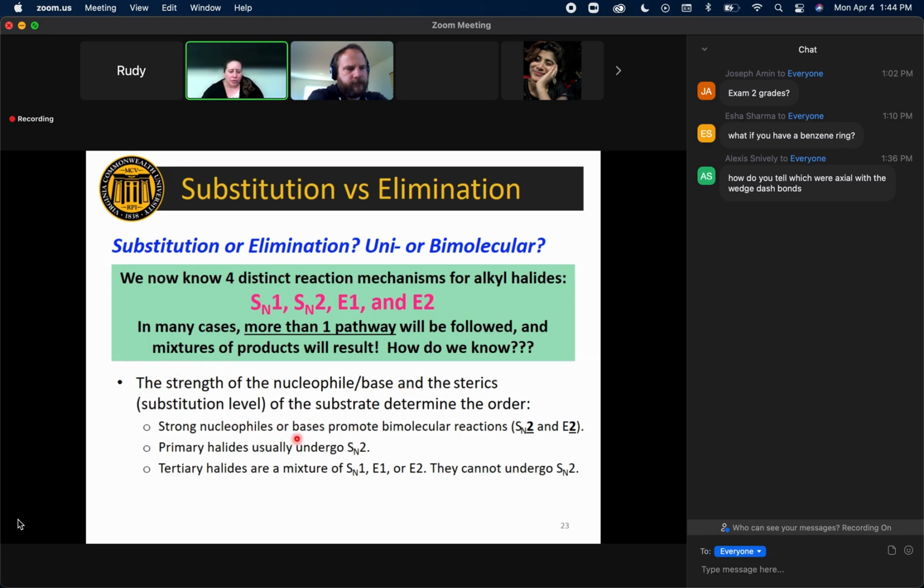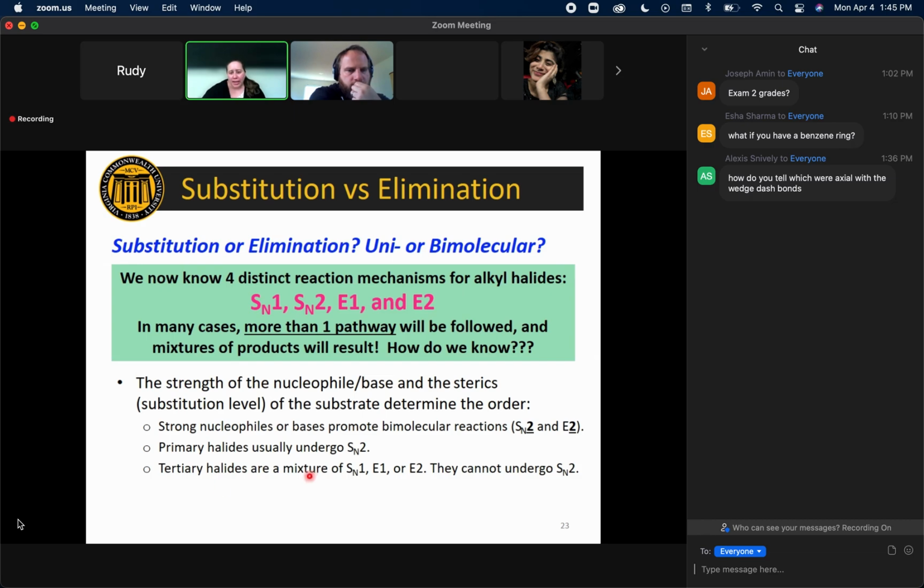If you have a strong nucleophile or base, those strong nucleophiles or bases help us to favor a bimolecular pathway, either SN2 or E2, bimolecular reactions, because they're strong nucleophiles or bases, right? They're reactive, so they're going to go out and make something happen. That's the take home for the nucleophile base strength. And the take home for the sterics are that primary halides almost always are going to be an SN2 mechanism.